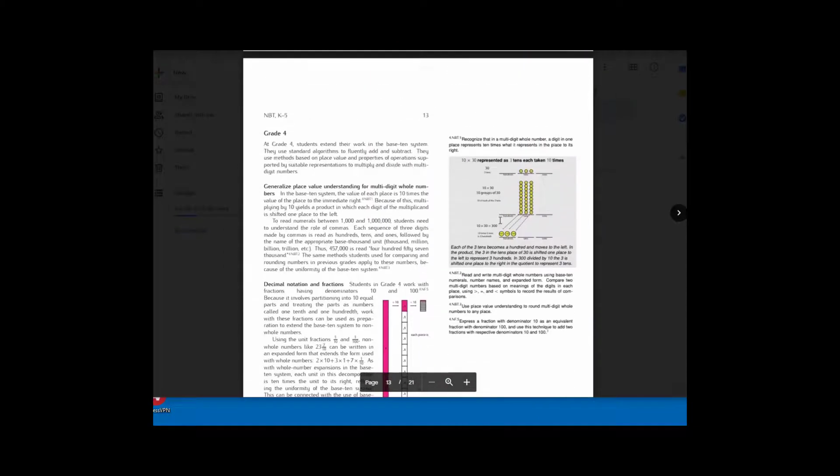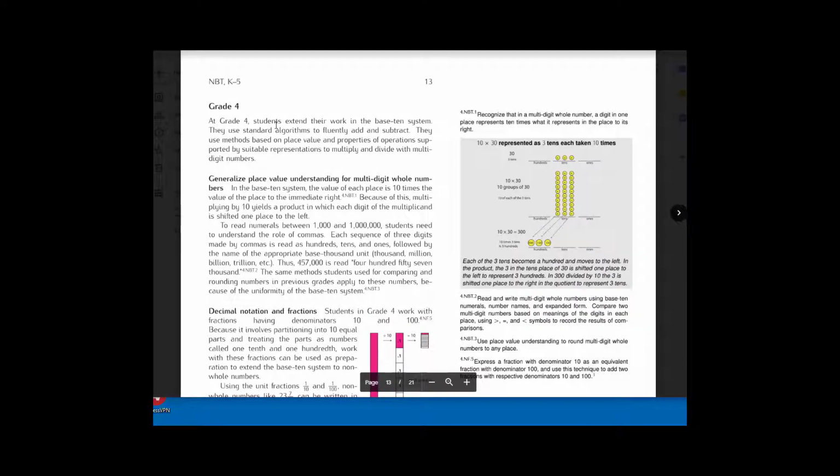Come here. There it is. Okay, 4th grade right here. Grade 4 students extend their work in the base 10 system. They use the standard algorithms to fluently add and subtract. Okay, so they should be in the abstract phase for adding and subtracting.